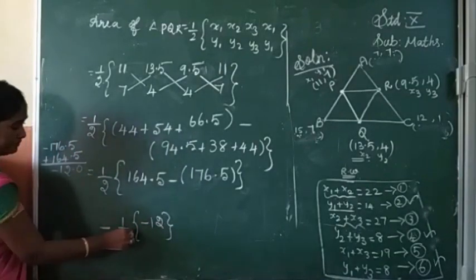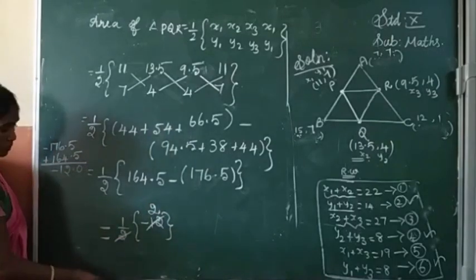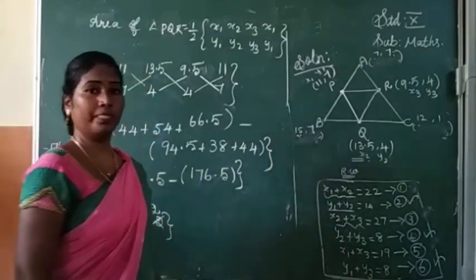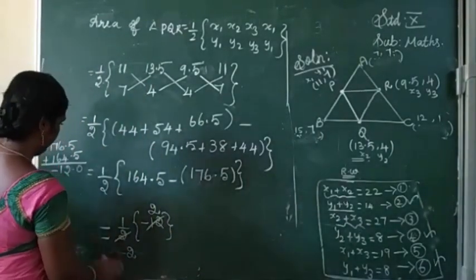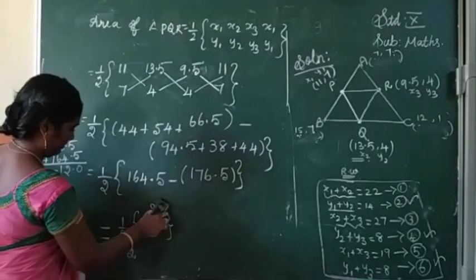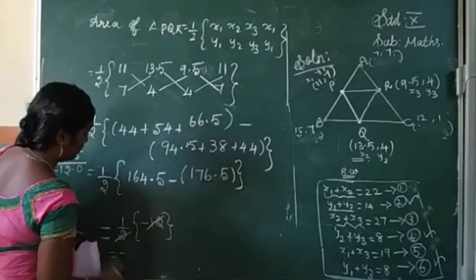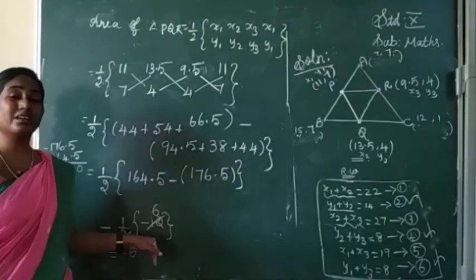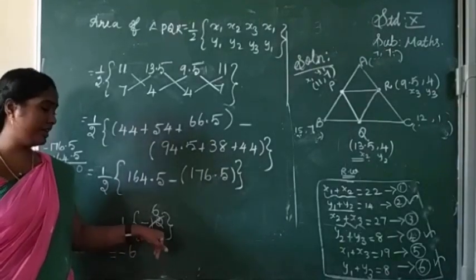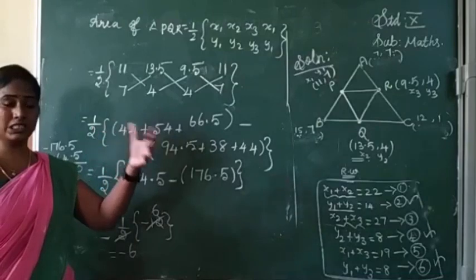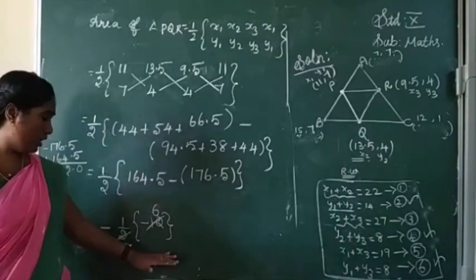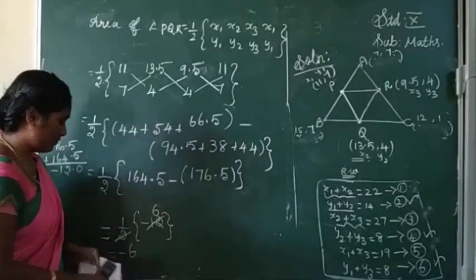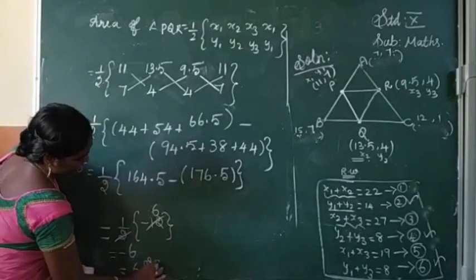Shall we cancel this one? 6 2s are 12. 1 2 is 2, plus into minus, minus. We will get the answer minus 2. I already told you, minus 6. Sorry, 6 2s are 12. I already told you the area can't be negative, because we can't tell any area is minus 60 centimeter or minus 40 centimeter. If you got the negative value, that is not a problem. Again, you just rewrite that answer as a positive. So we will get 6 square units.